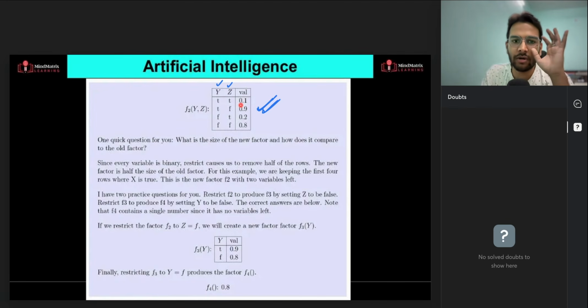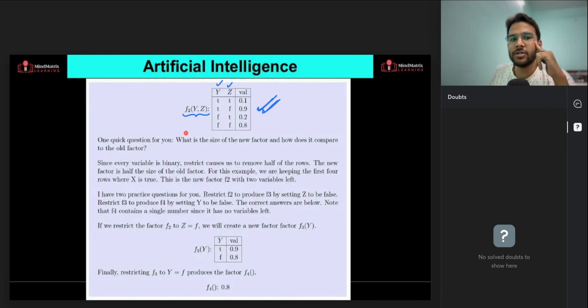This is the restrict operation. Once you perform any operation on any factor, you get another factor. Now, can I say this is f2 of y comma z? This is another factor of two variables, y and z. Yes, we can say it.